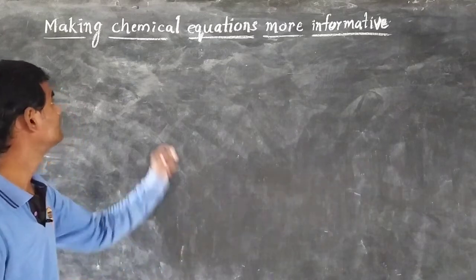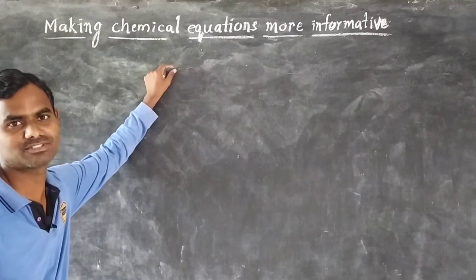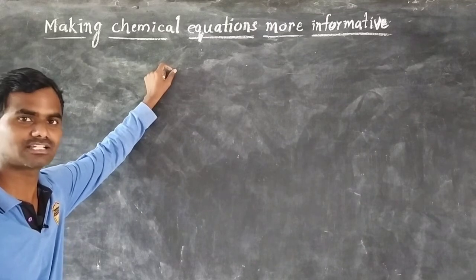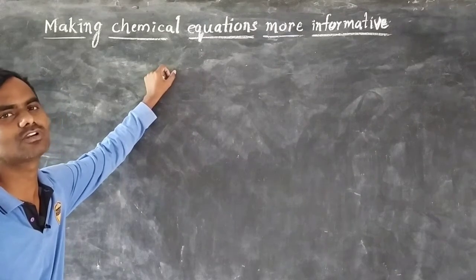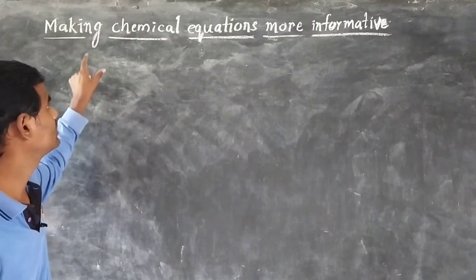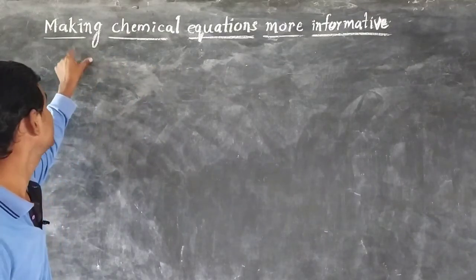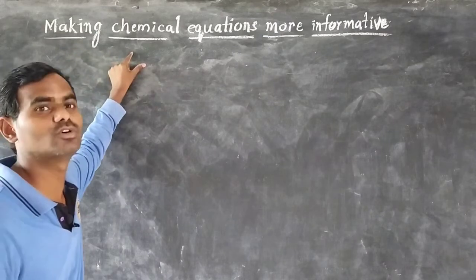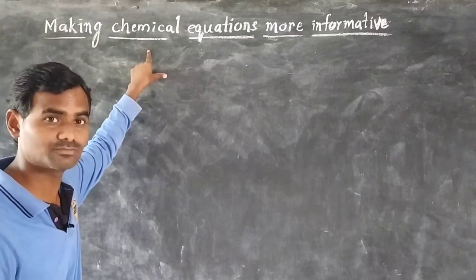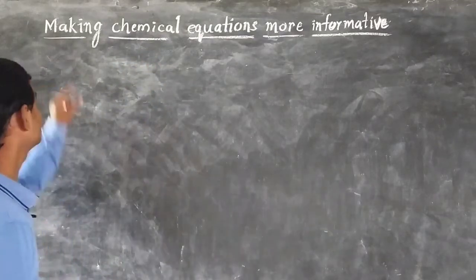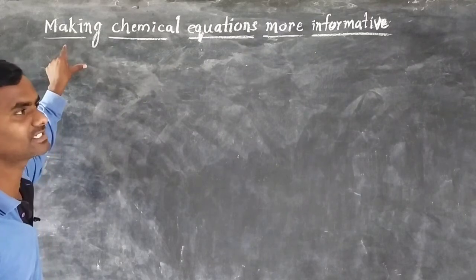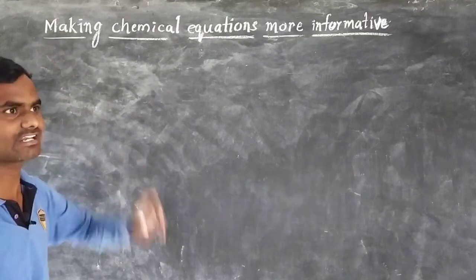Hi, hello children. In previous classes we studied balancing chemical equations, how to balance them, and the steps involved. In this class I am going to tell you how to make a chemical equation more informative. While writing any chemical equation we have to represent mainly four characteristics.